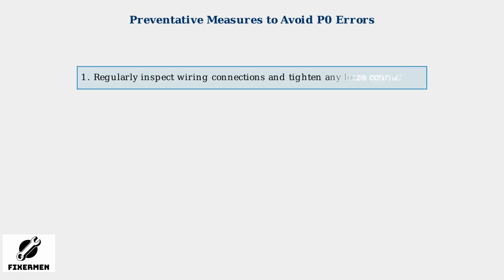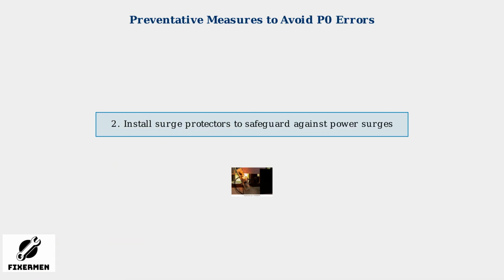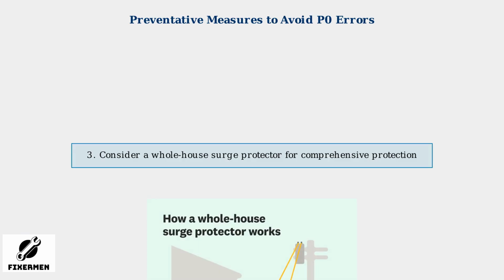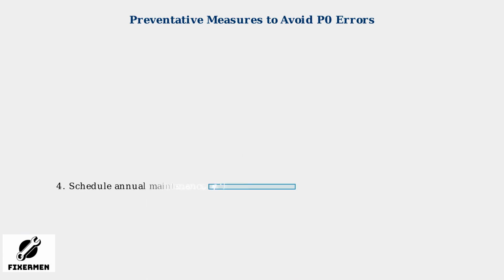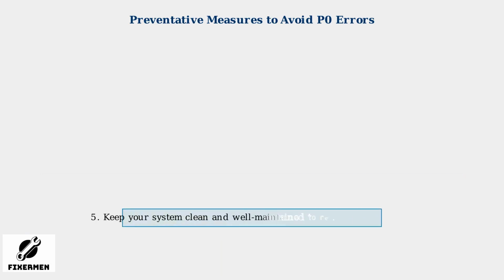Preventing P0 errors involves proactive maintenance and ensuring a stable electrical environment for your HVAC system. Regularly inspect wiring connections and tighten any loose connections. Install surge protectors to safeguard against power surges. Consider a whole house surge protector for comprehensive protection. Schedule annual maintenance with a qualified HVAC technician to inspect the IPM and other critical components. Keeping your system clean and well-maintained can significantly reduce the likelihood of P0 errors.